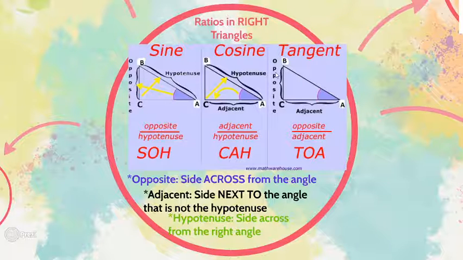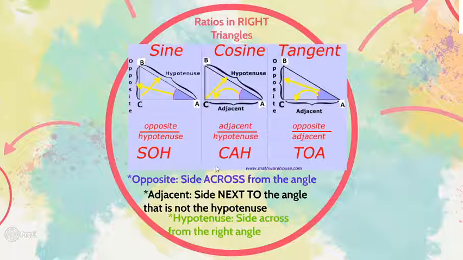And then tangent is going to be the ratio of the opposite side, in comparison to the angle you're starting with, and the adjacent side. So again, the opposite side is the side directly across from your angle. The adjacent side is the side next to the angle that is not the hypotenuse.